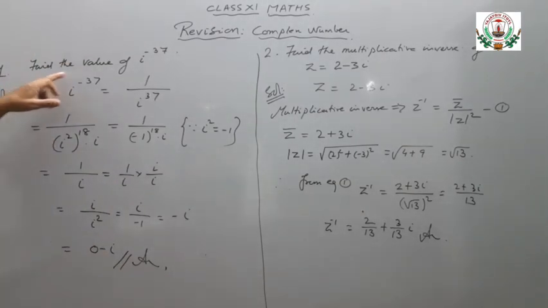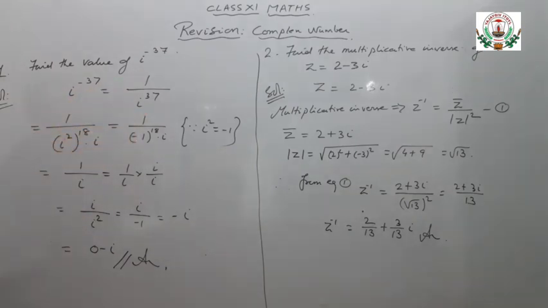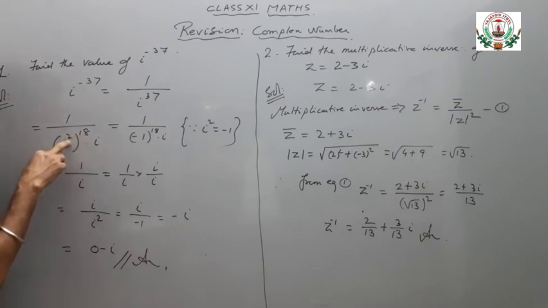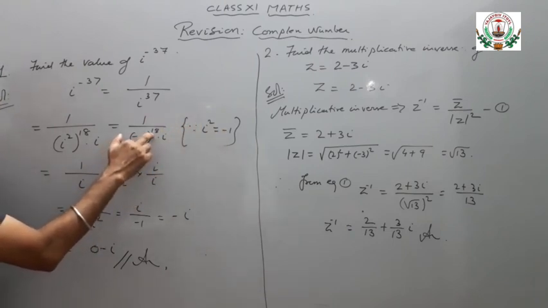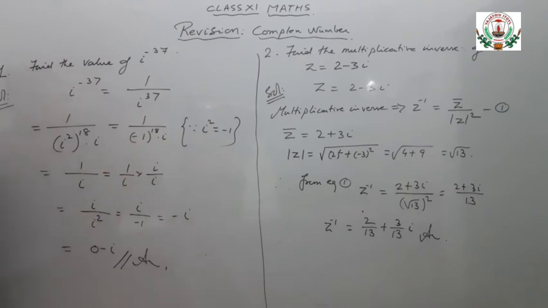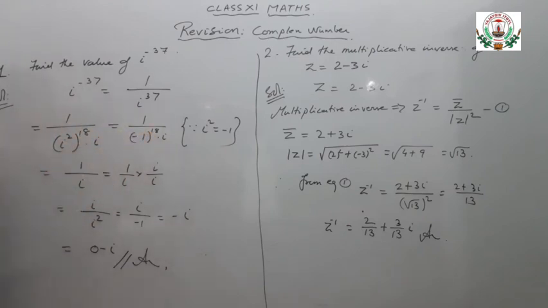Complex number: find the value of i to the power minus 37. First make it positive by bringing it down, 1 upon i to the power 37, and i to the power 37 can be written as i square to the power 18 into i, that is 36 plus 1, which becomes 37. And as i square is minus 1, so minus 1 to the power 18 into i. As we know that minus 1 to the power of an even number gives a positive value, and if it is an odd number it will be negative. So it will become 1 upon i.